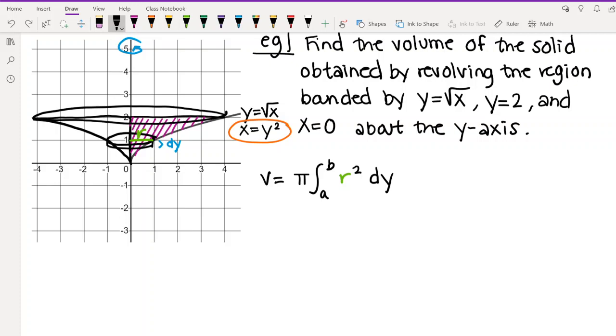Okay, so now where we have an r, we're going to replace it with y squared, because that's what we just figured out r was equal to. And then what are our bounds? Well, similarly, we're just going to be picking the first and last y value that makes sense in this problem. So the smallest y value is 0 and the biggest y value is 2. And so this is going to become pi times the integral from 0 to 2 of y to the 4th dy.